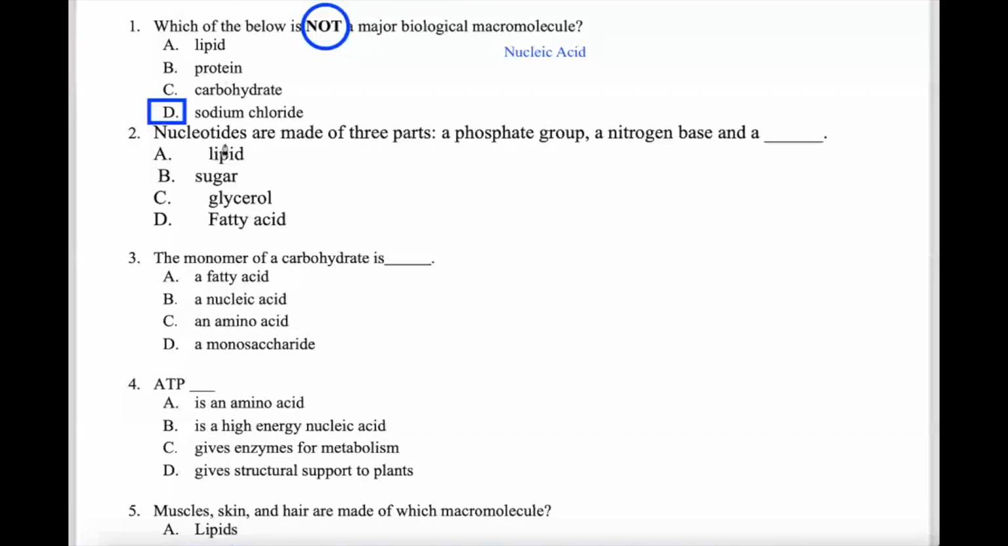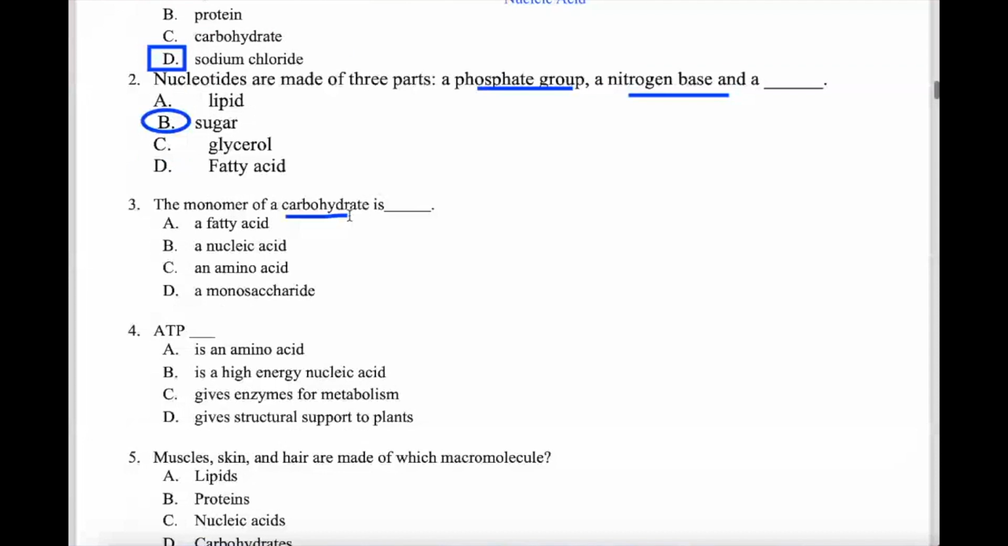Nucleotides are made up of three parts: phosphate group, nitrogen base, and sugar. The monomer of the carbohydrate is monosaccharide. What else can be written instead of the monosaccharide? A simple sugar or sugar. Very good. So let's write it as simple sugar or even sugar.